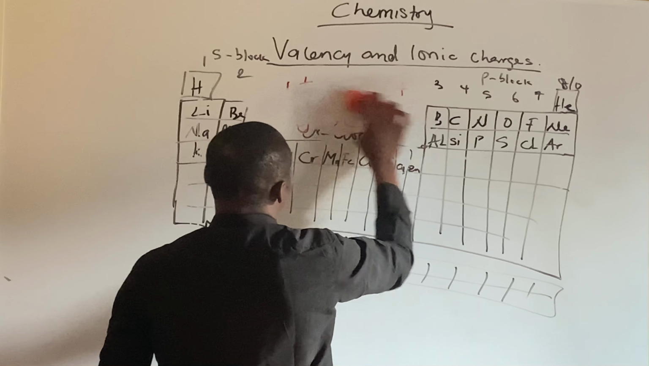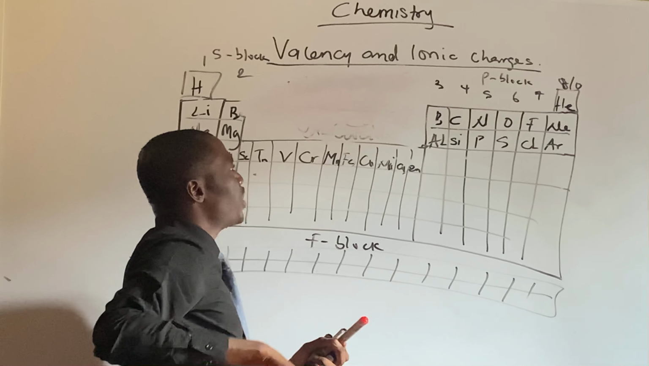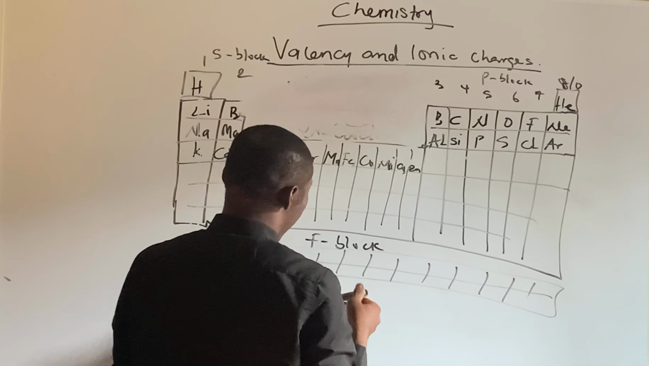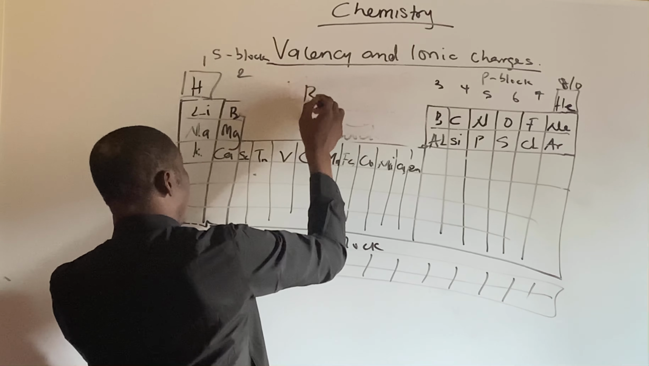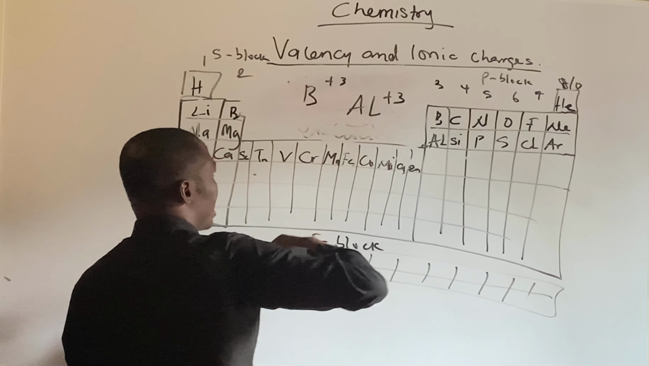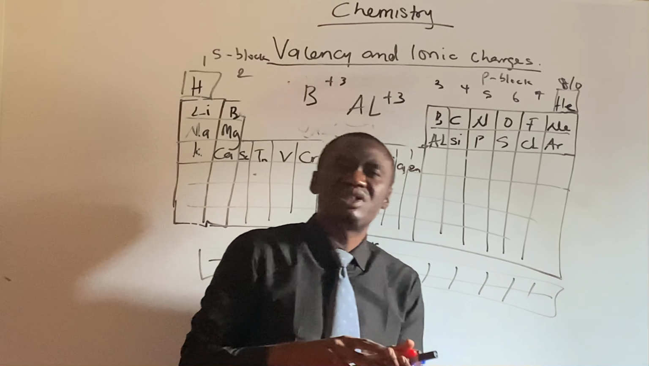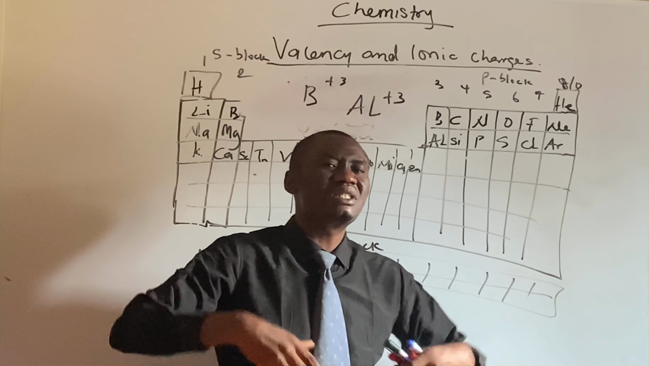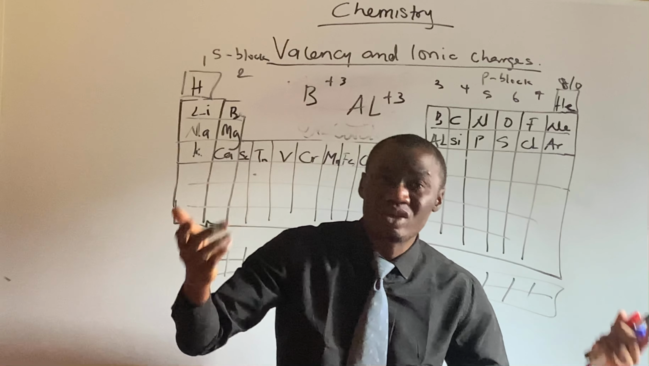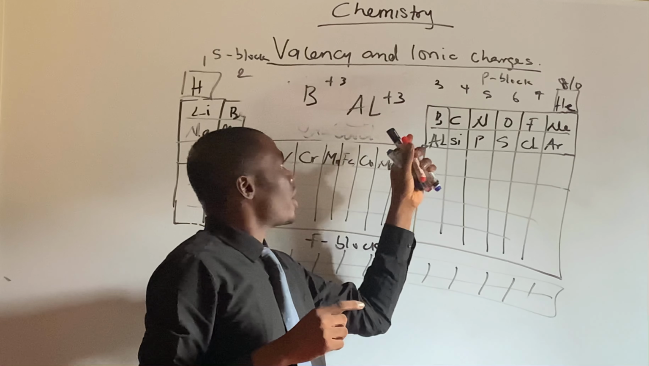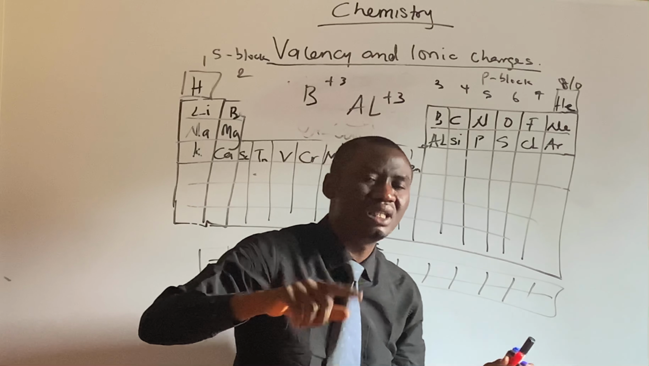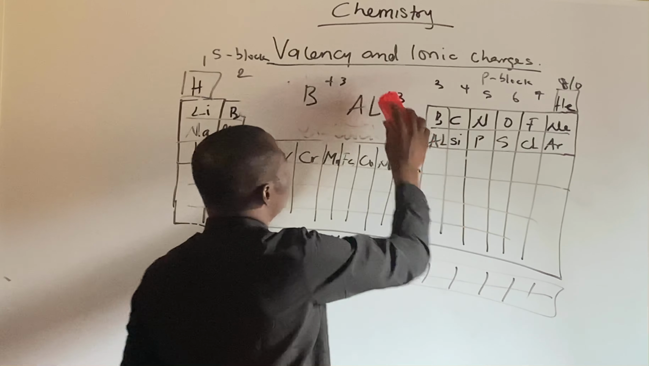Now we move to the next one. The next one is group 3. Group 3, like boron and aluminium, should have a +3 charge. Aluminium has a +3 charge. Whenever you see aluminium having a +3 charge, it means it has been ionized. All right? When you see boron having it, it means it has been ionized. Meanwhile, the charge from this ionization is known as the ionic charge, but the valency is 3.